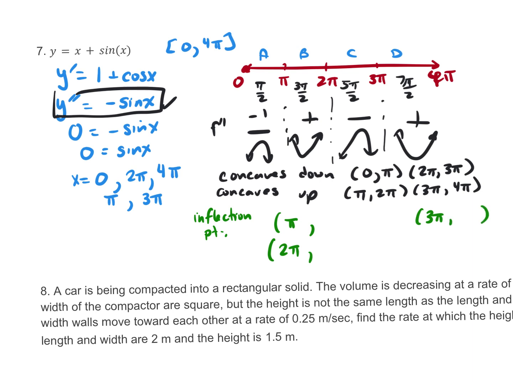Now the problem is I have to figure out what they are plugged into the original equation. So the first one I'm putting in pi, so pi plus sine of pi. Sine of pi is 0, so this would be pi. You'll see a pattern here. 2 pi plus sine of 2 pi, but sine of 2 pi is 0, so this is 2 pi. Just plugging into this original. Sine of 3 pi is also 0, so 3 pi plus 0 is 3 pi. So those are my 3 inflection points.